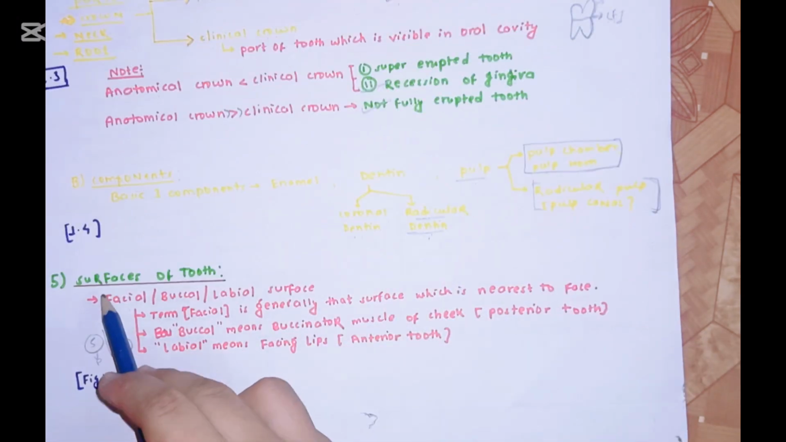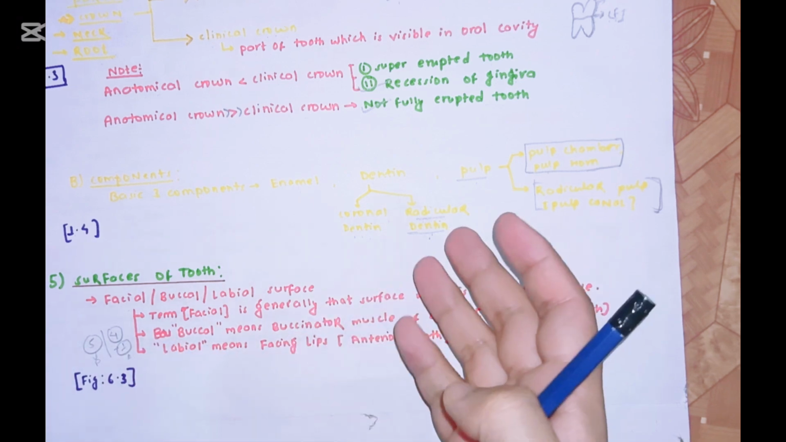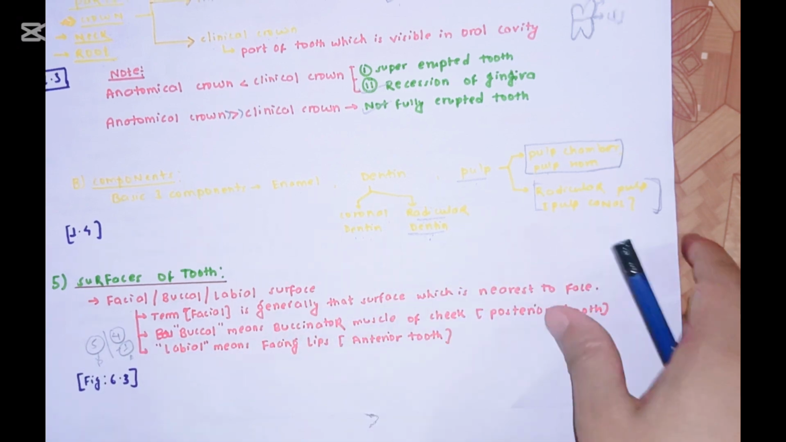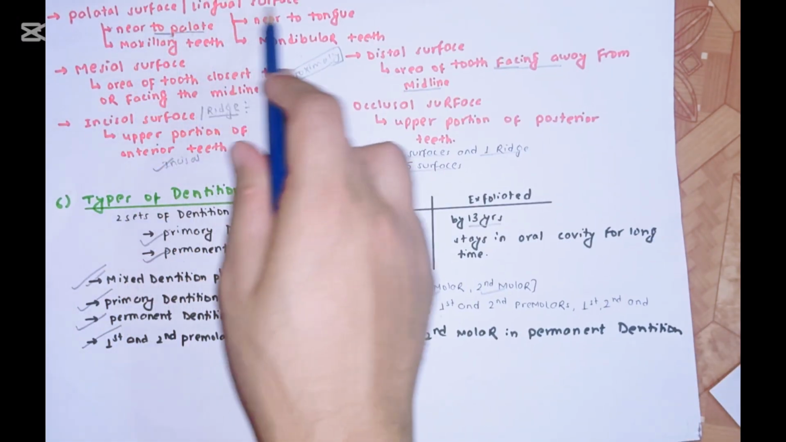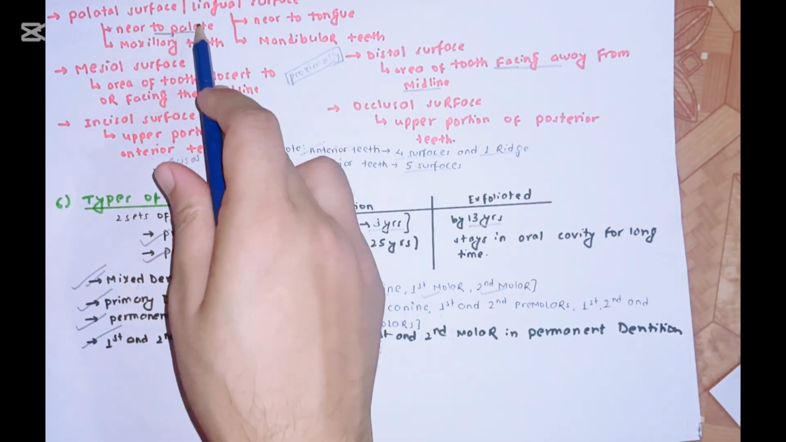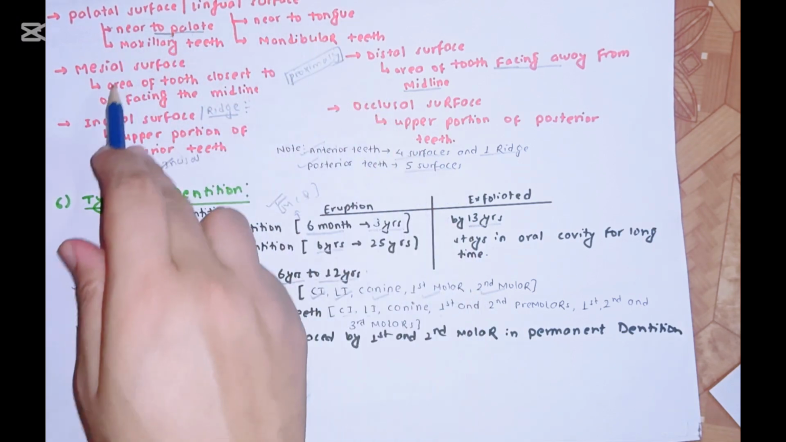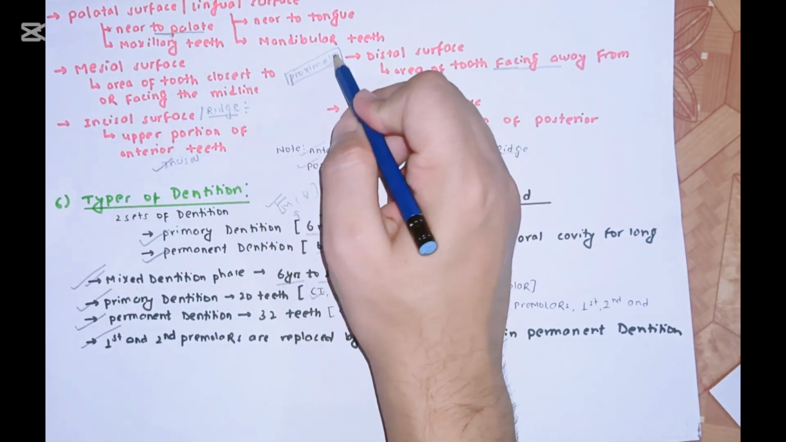Okay, so now we can see here the surfaces of the tooth. We have facial, either buccal surface or labial surface. Buccal surface faces the buccinator muscle; labial surface faces the lips. Now the palatal surface we can see here, or lingual surface, is near to the palate, so it must be in maxillary teeth, or in mandibular teeth near the tongue. Mesial surface and the distal surface, these are both portions of the proximal surface.